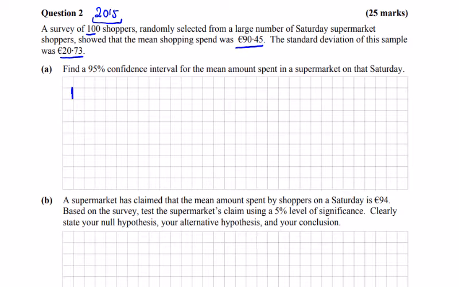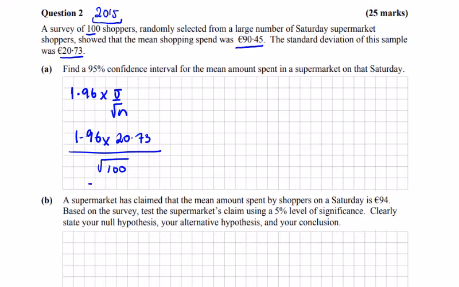So the 95% confidence interval is 1.96 multiplied by standard deviation over root n. So 1.96 by 20.73 divided by the square root of 100 is going to give me 4.06308. We'll just take 4.06, it'll be fine.